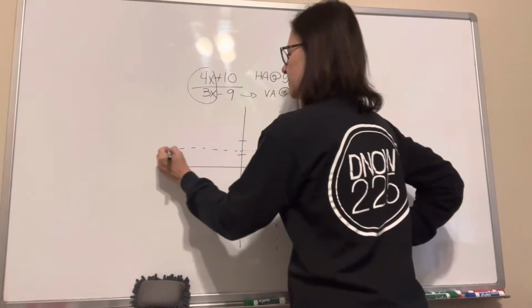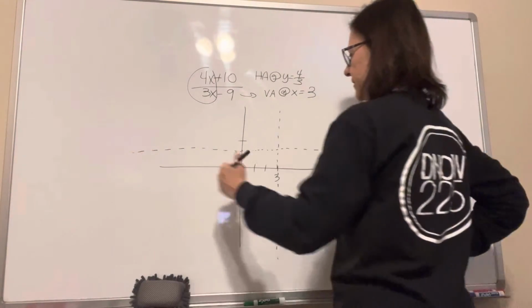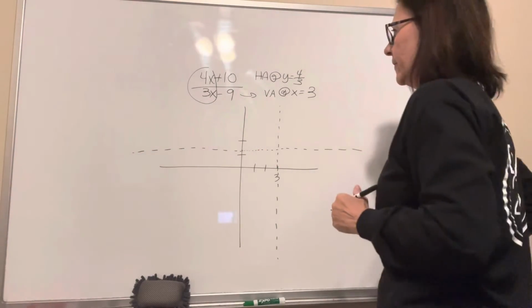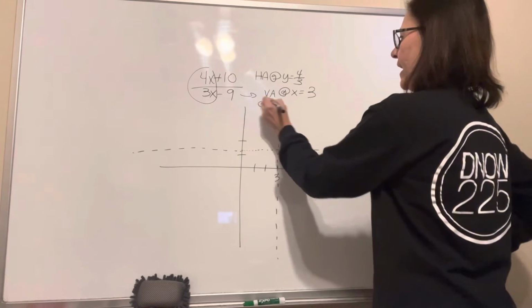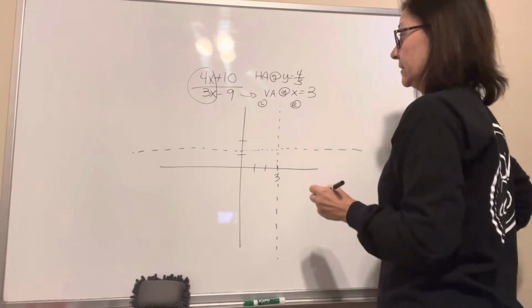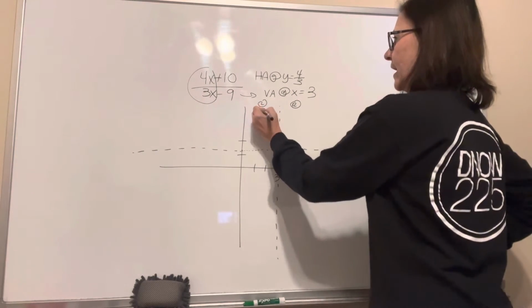Remember, vertical asymptotes dictate end behavior. I know this is going to go this direction in this way, this direction that way. All right, but let's see what happens around 3, on the left and on the right. So let's say it's 2.9.